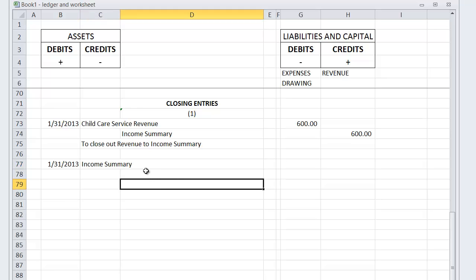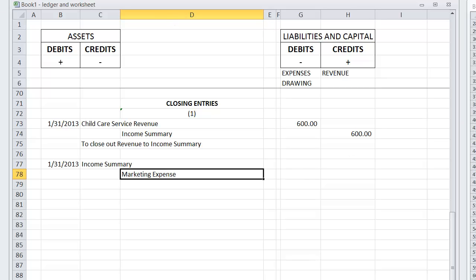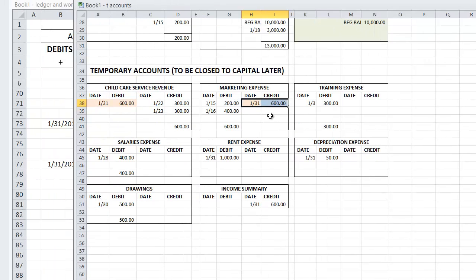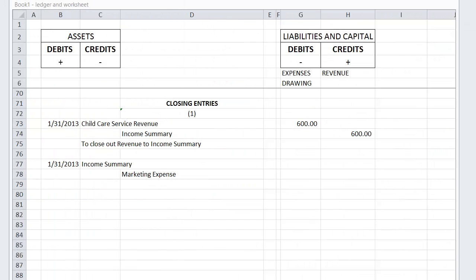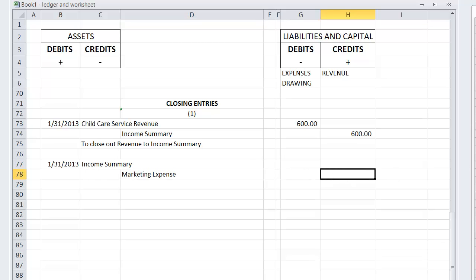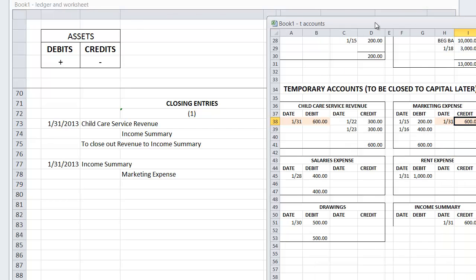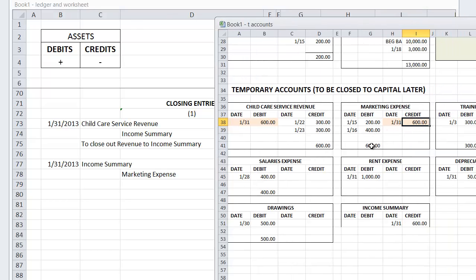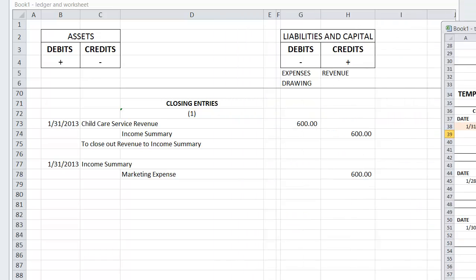You can put income summary there, but we know already that we have closed marketing expense, so we're gonna put marketing expense. Let me show you what I've been doing. I've been actually taking this in here and putting it right there. So we're gonna use marketing expense, and on marketing expense we're gonna go ahead and put in $600 to zero it out. As you can see here, marketing expense has $600. We're putting $600.